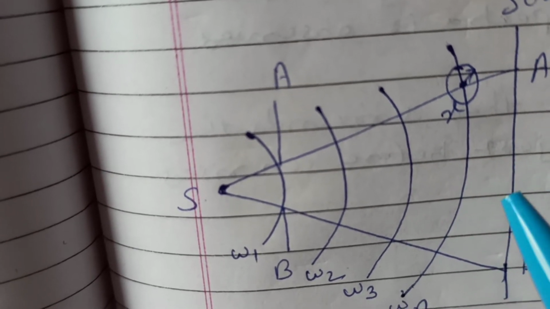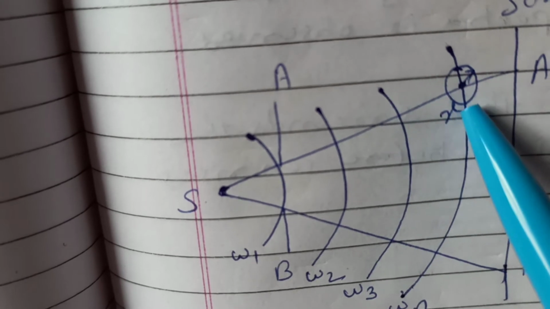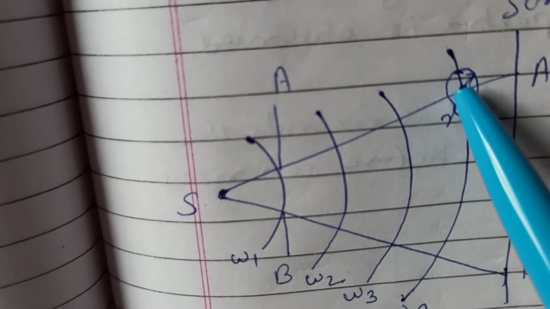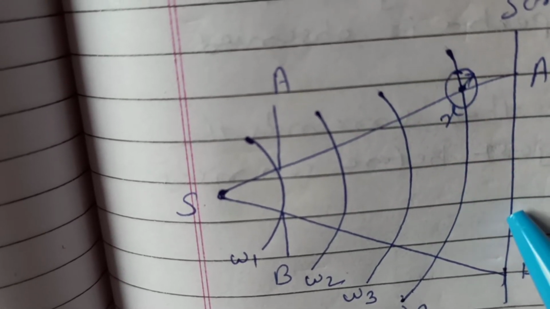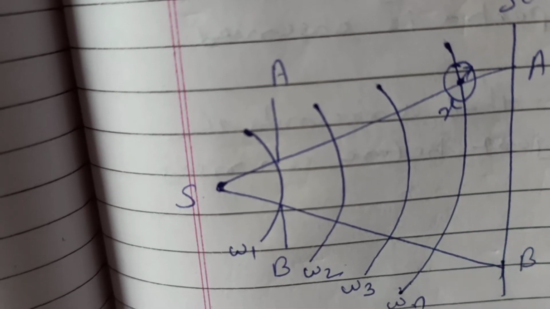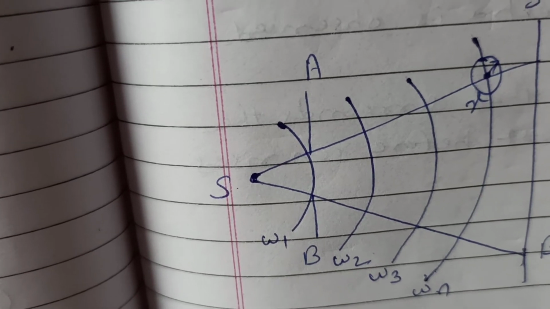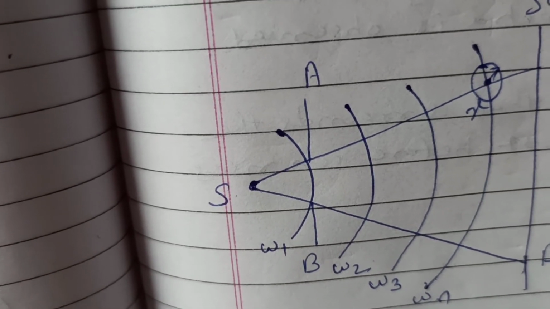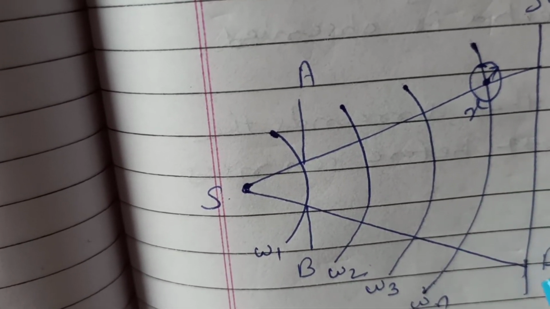This phenomenon of bending of light waves around the corner and spreading into the region of geometrical shadow is called diffraction. Thus we find light creeps into the region of geometrical shadow beyond A dash B dash.